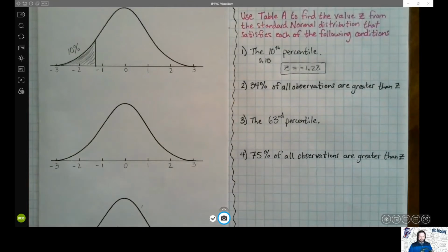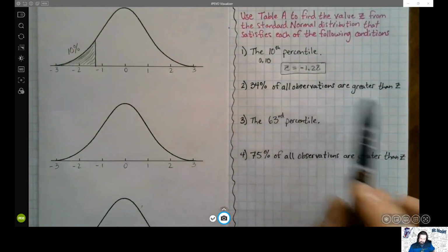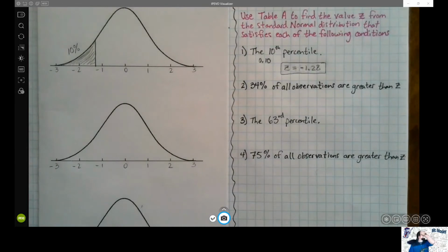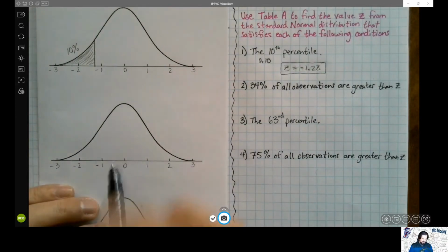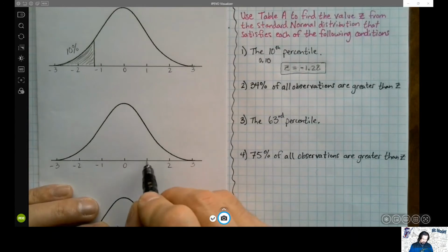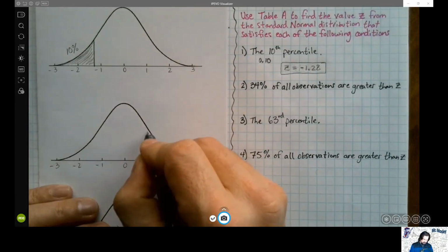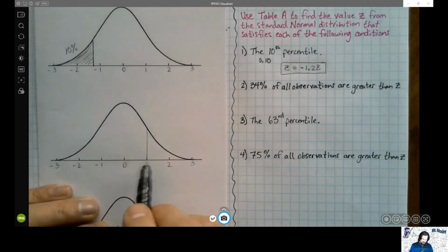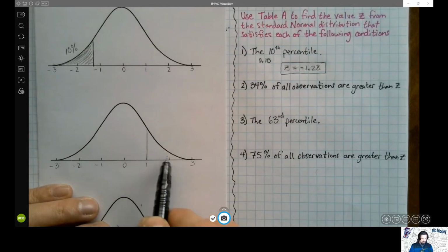All right, let's look at example number 2. 34% of all observations are greater than Z. All right, so I'm looking for somewhere on this table, or on this graph, that represents 34% being greater than that Z value. I know that from the mean, I get 50% greater, 50% less, right? From one standard deviation, because 68% is in between, that means I have a 32% split. There's 16% greater than one standard deviation, the score of 1.